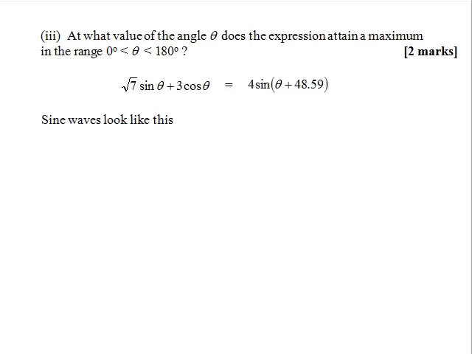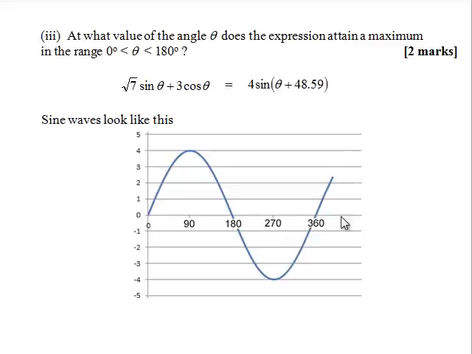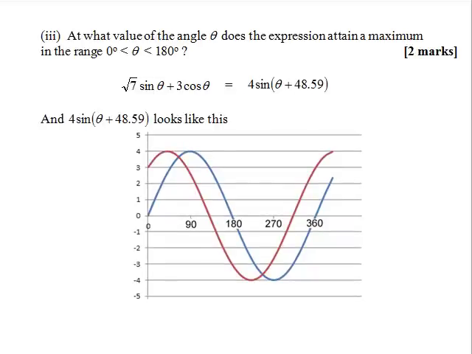Part B3. At what angle, theta, does the expression attain a maximum within that range? Well, sine waves look like this. Notice I've cheated a bit. This sine wave has a maximum of 4 and a minimum of -4. Normalized sine waves have a maximum of 1 and a minimum of -1. So sine waves look like this, and this function looks like this.